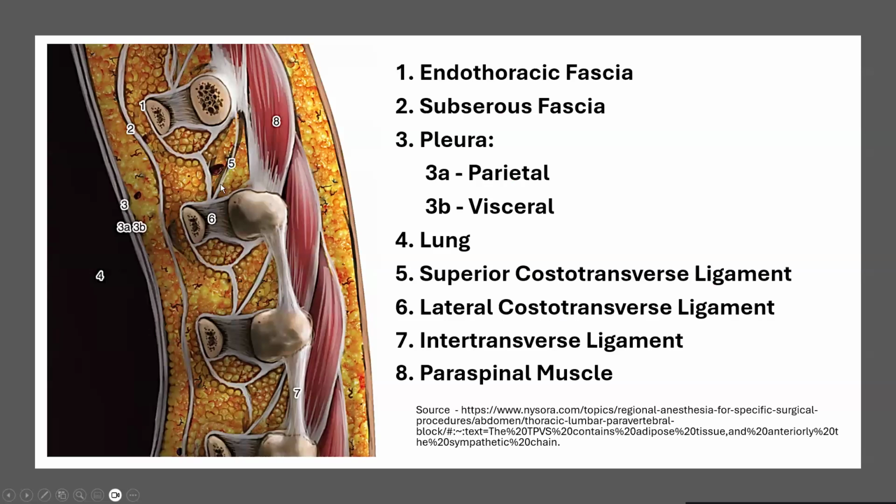And this is a very important structure: the superior costotransverse ligament. Here it goes from the rib to the transverse process, moving like this. And there lies the lateral costotransverse ligament, and at this portion we have the intertransverse ligaments. Okay. So while performing the block, we have to cross the superior costotransverse ligament, and at this point we have to inject the drug.